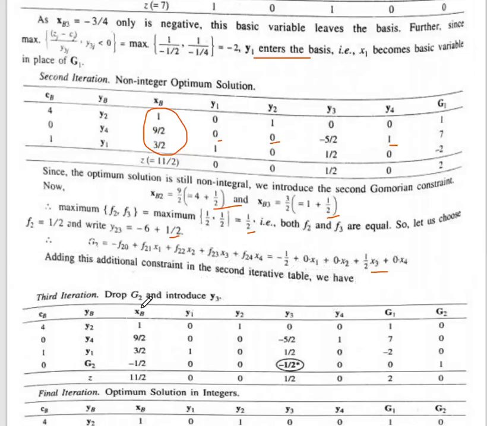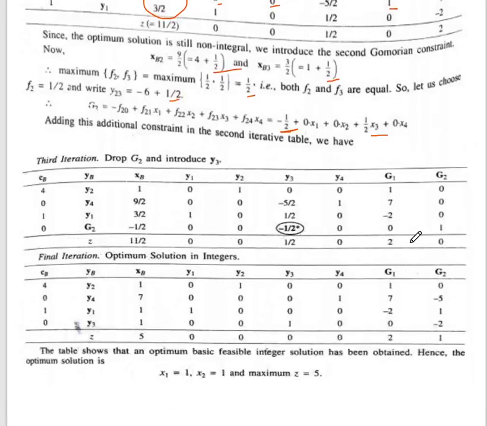Now transfer this term to the left hand side, and the only remaining term is minus 1 by 2, so this becomes a minus term. Adding this row, you will get this table. This table is the same as the previous table, only you have to add this Gomorian constant. Again find out the delta j, then again find the incoming vector and outgoing vector. So here Zj minus Cj is 0, 0, 1 by 2, 0, 2, 0.